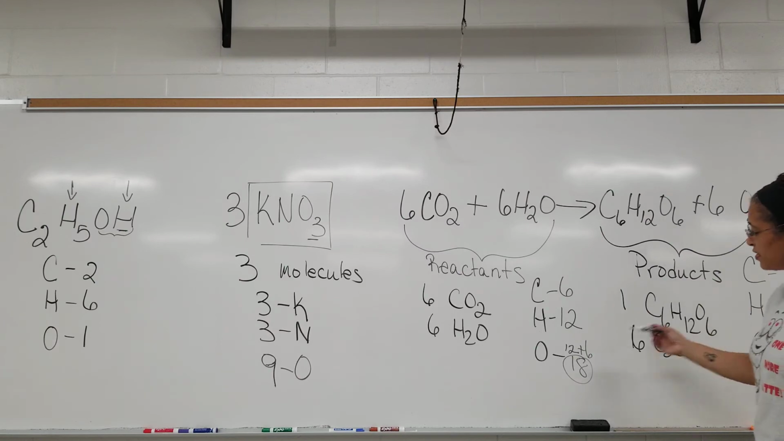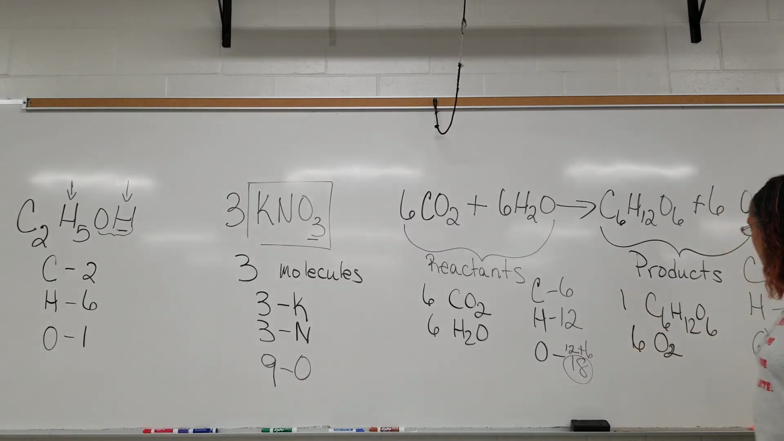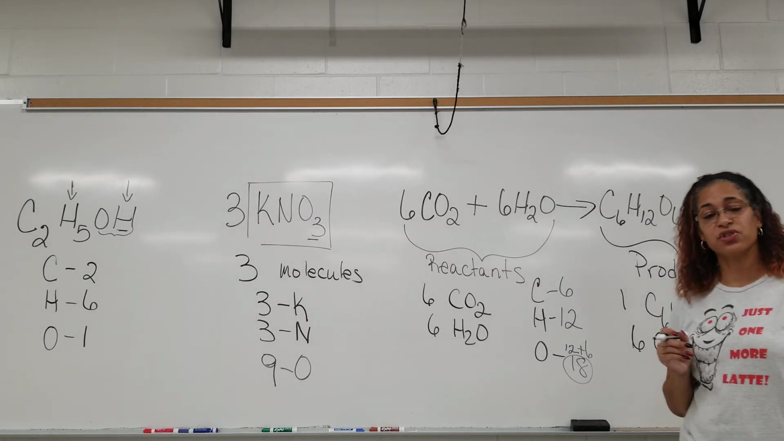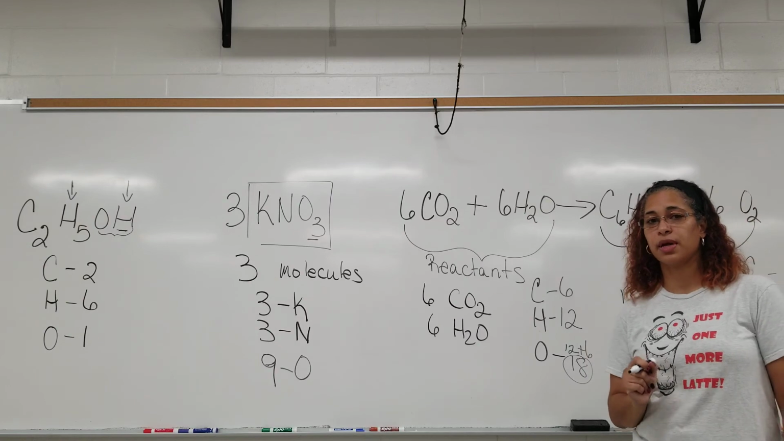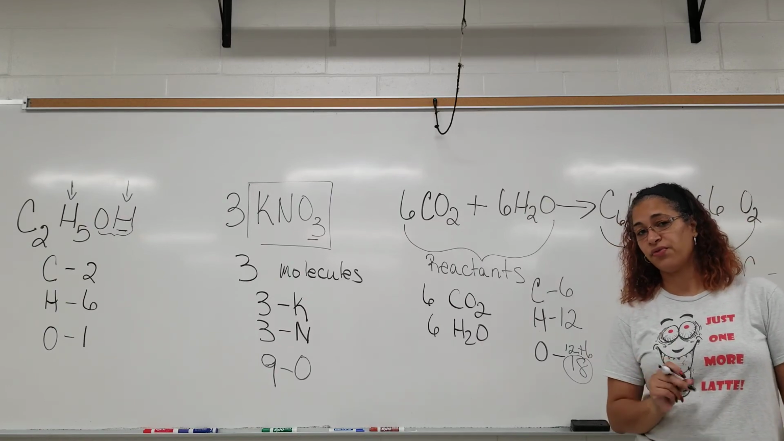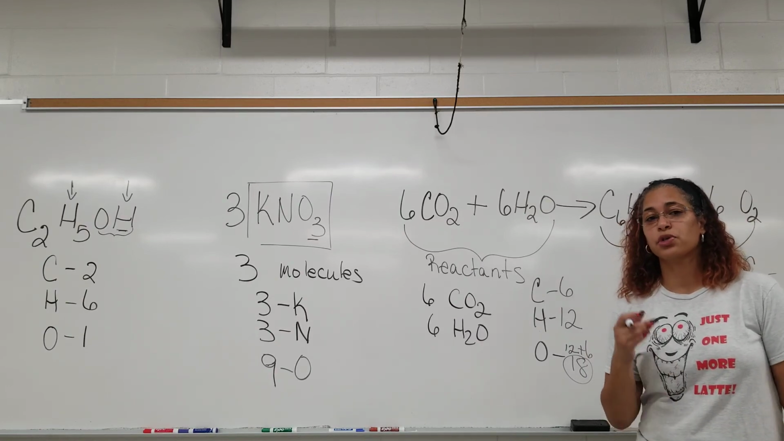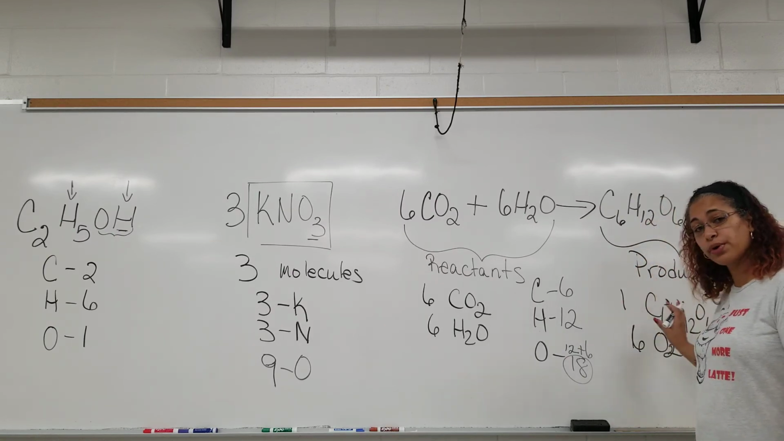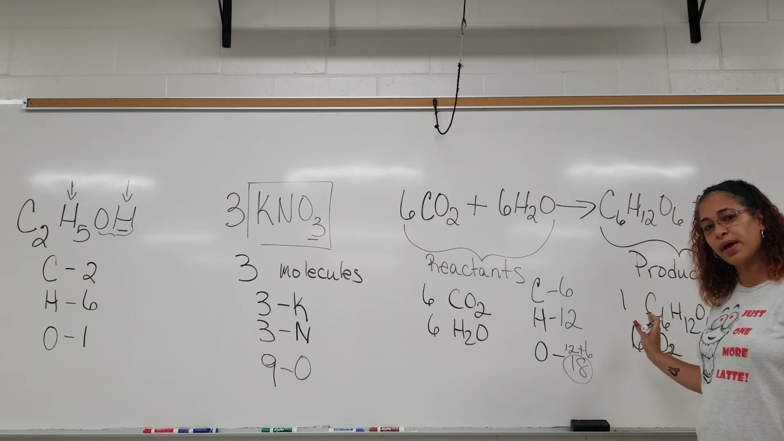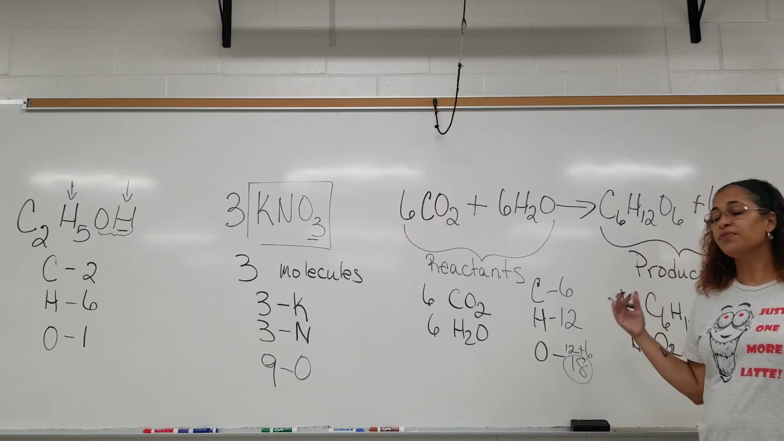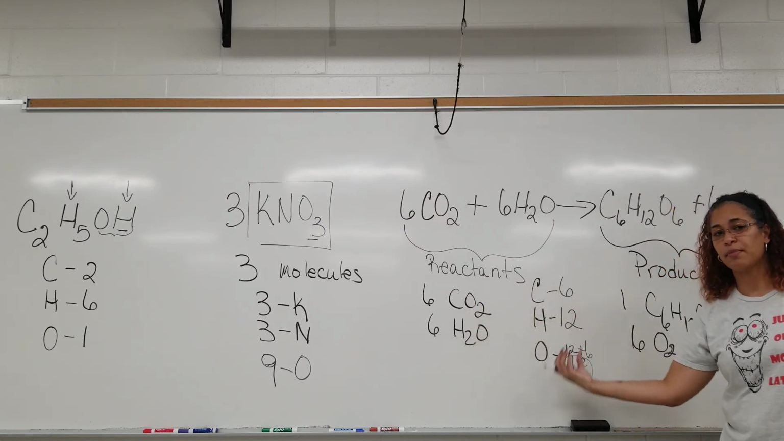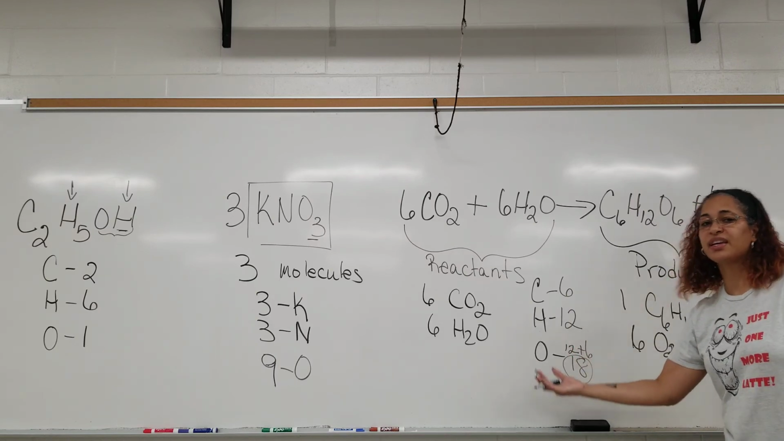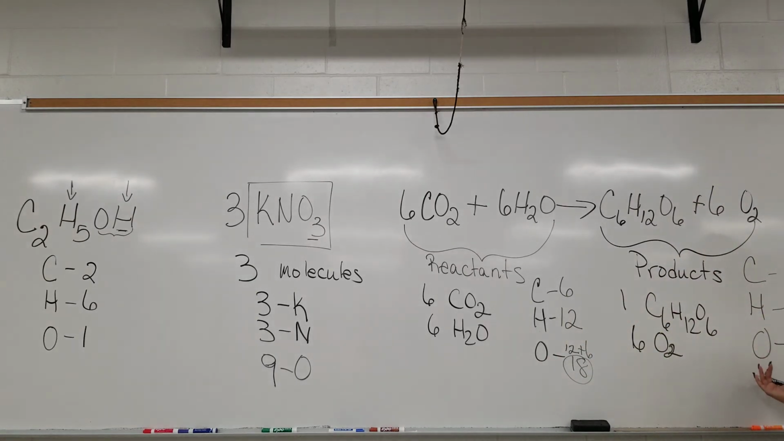Now notice on this side we have 6, 12, and 18, and on this side we have 6, 12, and 18. The reason for that is because the law of conservation of matter states that matter cannot be created or destroyed. It can only be converted from one form to another. So even though they are not in the same order, they are not in the same compounds, all of the elements that have gone into the chemical reaction are represented in the products of the reaction.